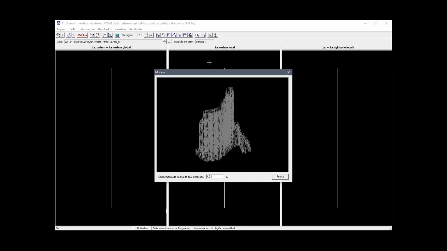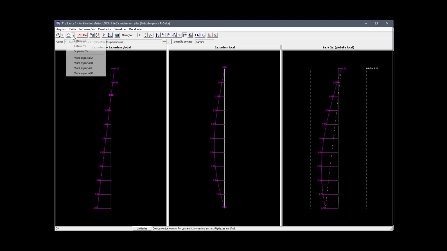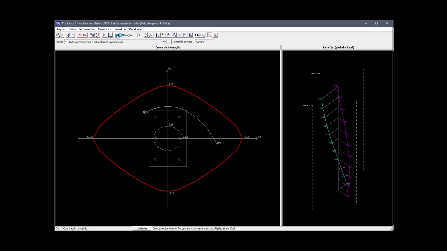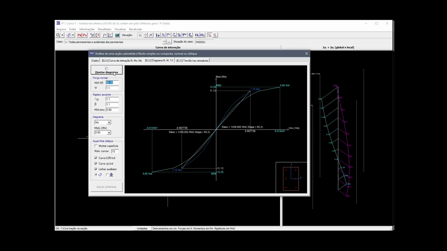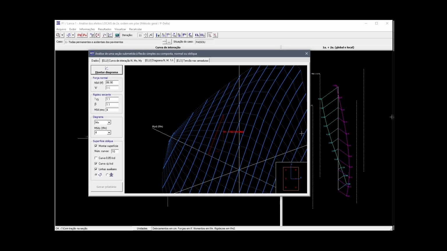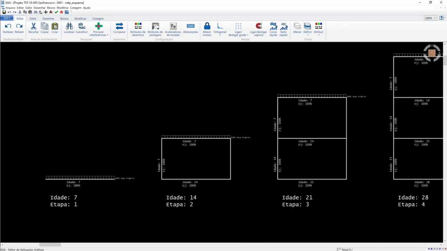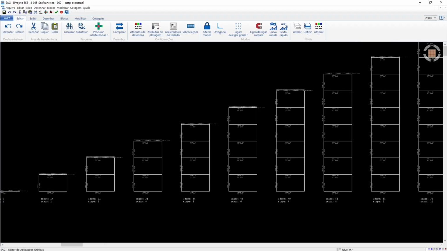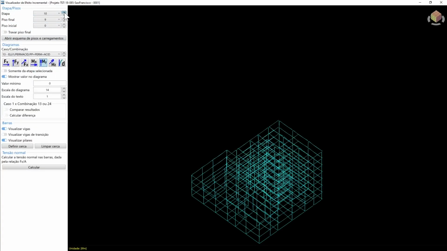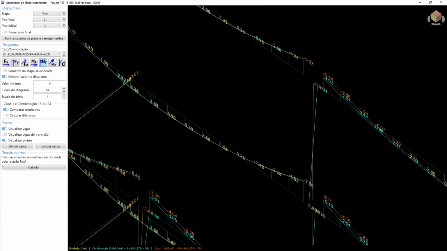TQS offers several types of analyses to consider physical and geometric non-linearities. In both cases, it is possible to adopt methodologies ranging from the simplest to the most complex, such as the use of moment-curvature relationships and the P-delta process. The effect of sequential construction of floors in a building can be simulated in 2 ways: by increasing the axial stiffness of the columns or through incremental analysis.